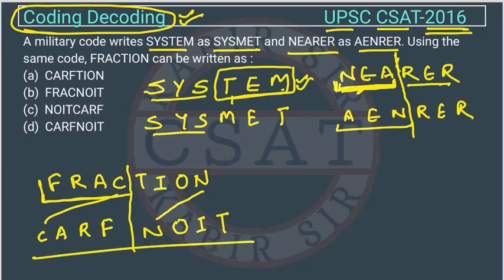Now let's check from the options, right? So second is not correct, third, option C, is also wrong. Now this is CARF, then TI, this is NO, so option A is also wrong. So CARF NOIT, so option D is right. So the answer is option D.